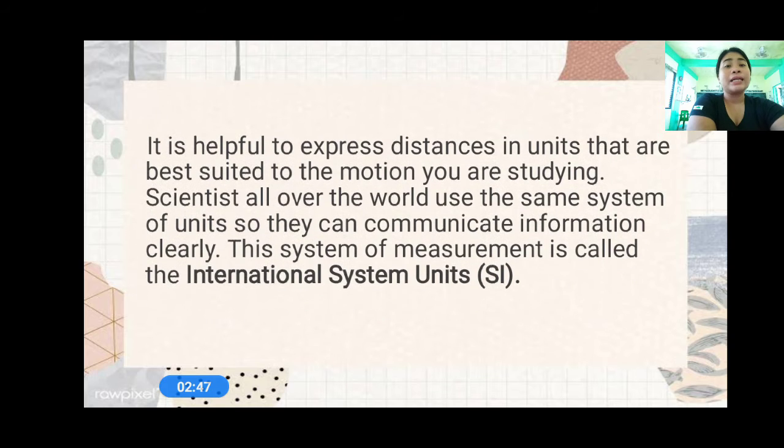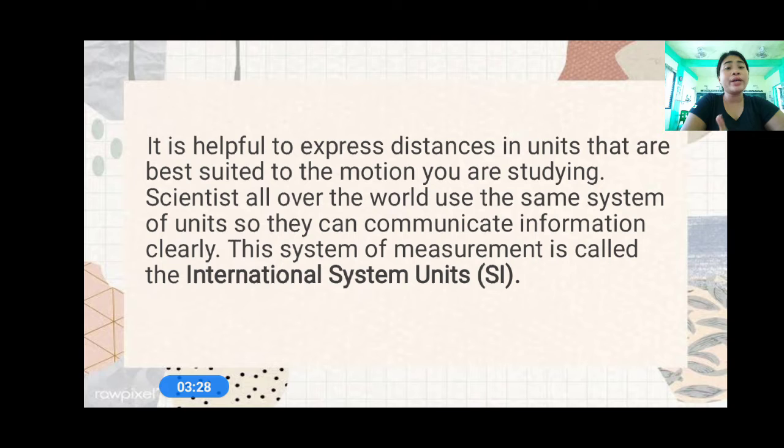Now, it is helpful to express distances in units that are best suited to the motion you are studying. Okay? Scientists all over the world use the same system of units so they can communicate information clearly. The system of measurement is called the International System of Units or the SI system. The system of measurement that is used by all the scientists all over the world is called the International System of Units or SI system.